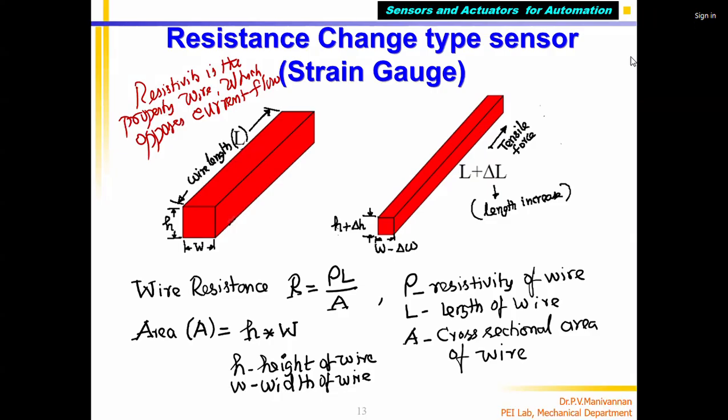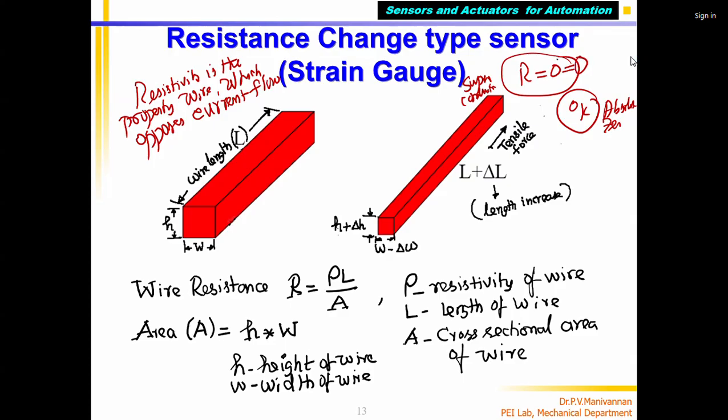Now we know that resistance R can be equal to 0. Any idea which material has this resistivity equal to 0? Anybody? Superconductor. Fantastic. That is called a superconductor. A superconductor is when the material is subjected to 0 degrees Kelvin, that is called absolute temperature, absolute zero. If any material in the periodic table is subjected to absolute zero, the resistivity of that material becomes 0.